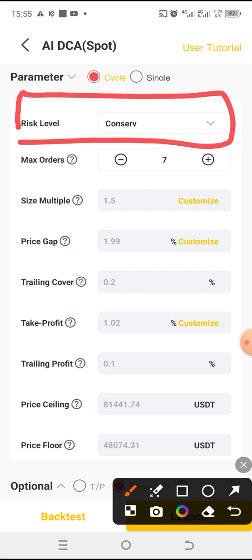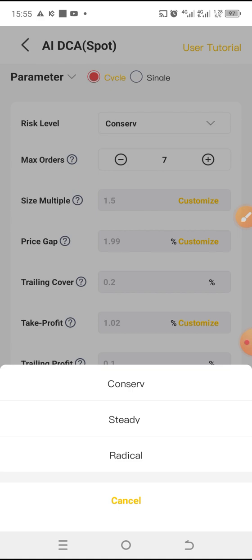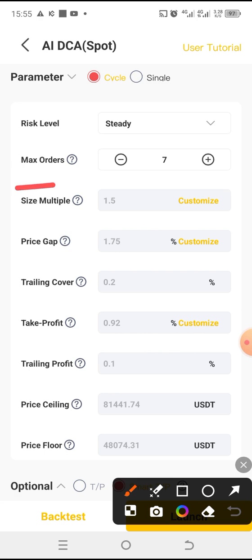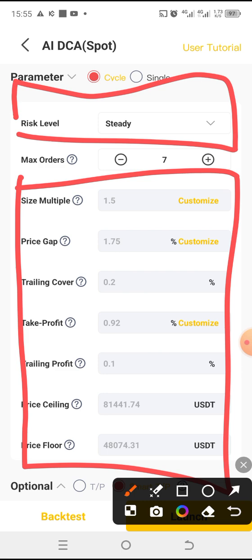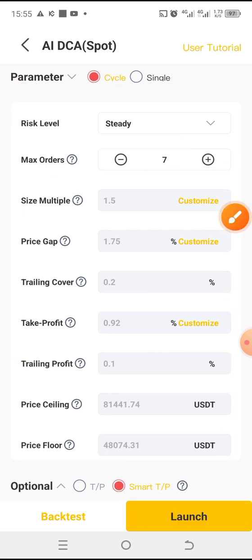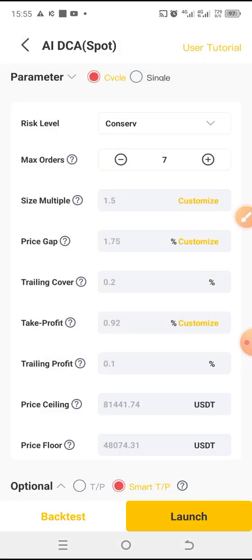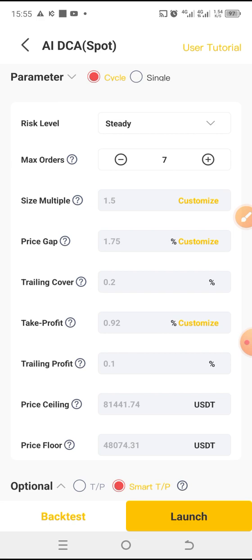That means how aggressive do you want it to change? We have this as conserve, then we have the steady V. If you see, there is always going to be a change in these settings, depending on your risk level. So the first one is 1.5, 1.75. Let me go back to conserve V. Then you see 1.5, 1.99. Then let me go back to steady V. You see 1.5, 1.75. So it's different.